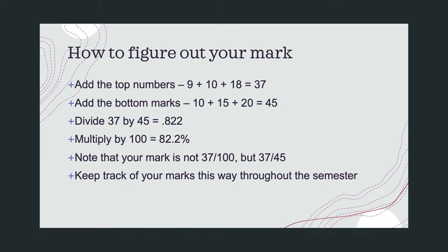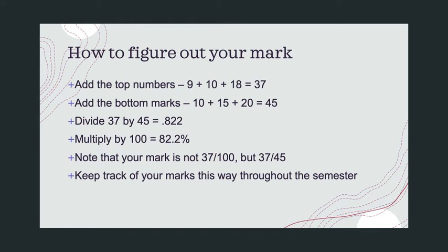So you add the 9 plus the 10 plus 18, which is 37. Then you add the bottom marks, the 10 plus the 15 plus the 20, which equals 45. Then you divide 37 by 45 and you get 0.822. Multiply this by 100 and you have 82.2%. Now please note at Conestoga, your final grades never include the decimal point.